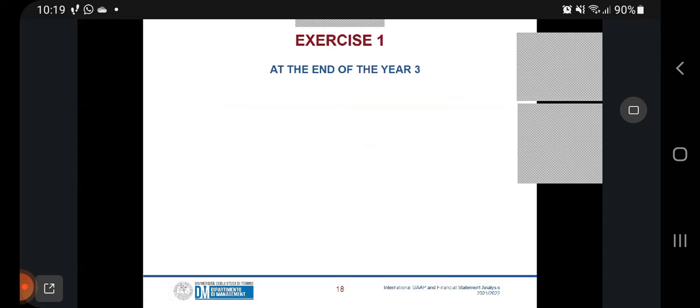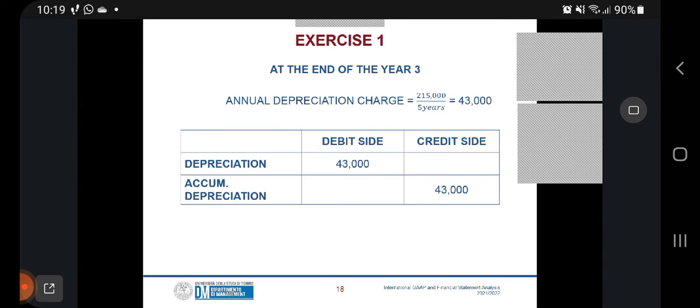At the end of year 3, obviously, since the company invested money in order to acquire the new plant, we have to identify the annual depreciation charge. Again, it is equal to the historical cost over the useful life, 215,000 over 5 years. You get the first depreciation charge equal to 43,000. The journal entry is always the same: depreciation debit side, and then accumulated depreciation, the first depreciation charge, 43,000 credit side.